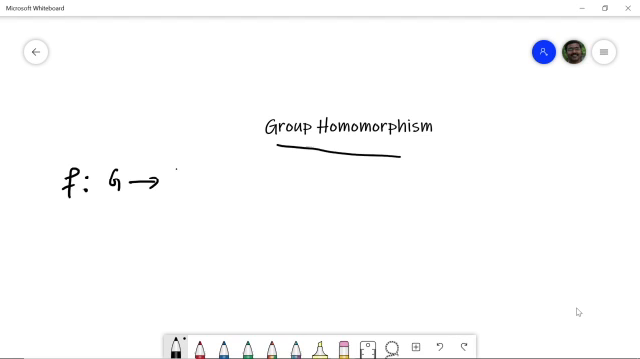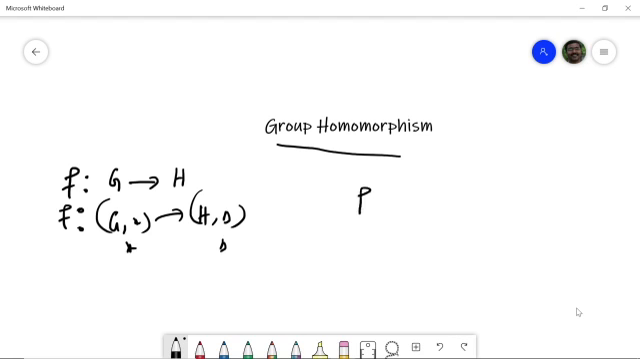Suppose I am taking a group G and also a group H. Suppose G has the operation star and H has the operation delta. So a homomorphism is basically a function from the group G to the group H which preserves the structure. What do you mean by the structure? The structure in G, which is star, and also the structure in H, which is delta. It is defined like this: f of g1 star g2 will be the same as f of g1 delta f of g2.